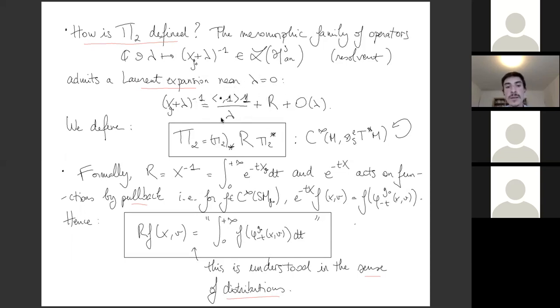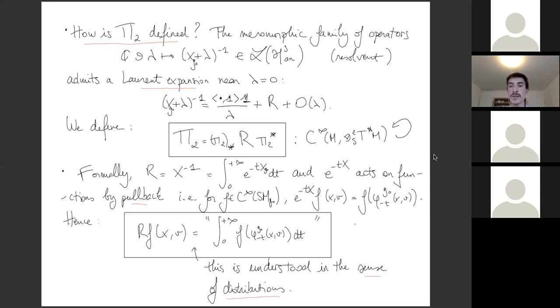And what we do is we take the holomorphic part of the Laurent expansion, since it has a pole at lambda equals 0. And we define pi2 as follows: I take my pullback operator pi2 star, then I take the holomorphic term, and then I push forward by taking the adjoint of my pi2 star operator.